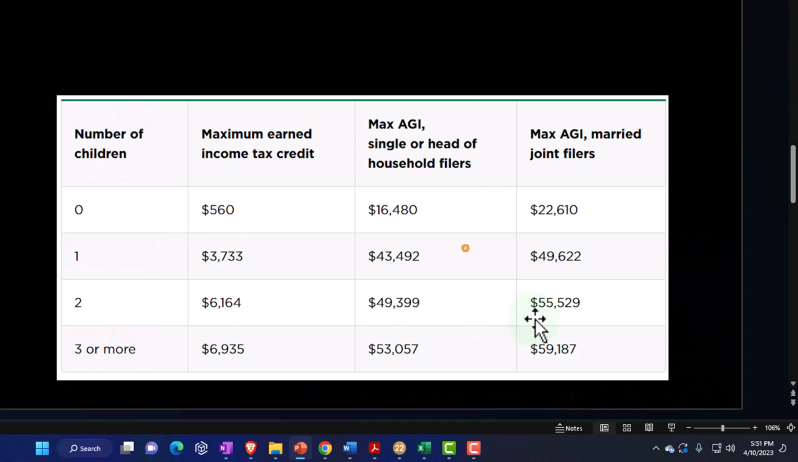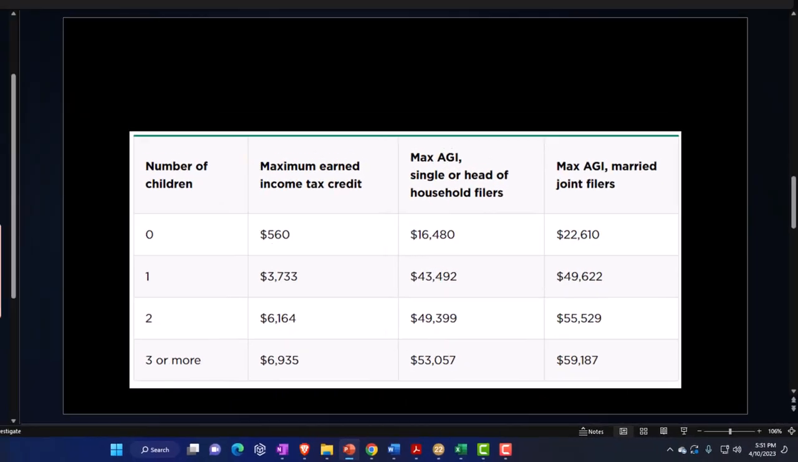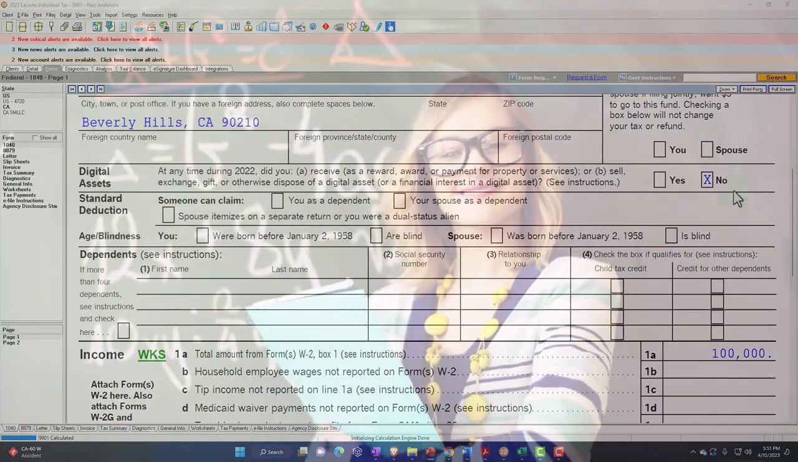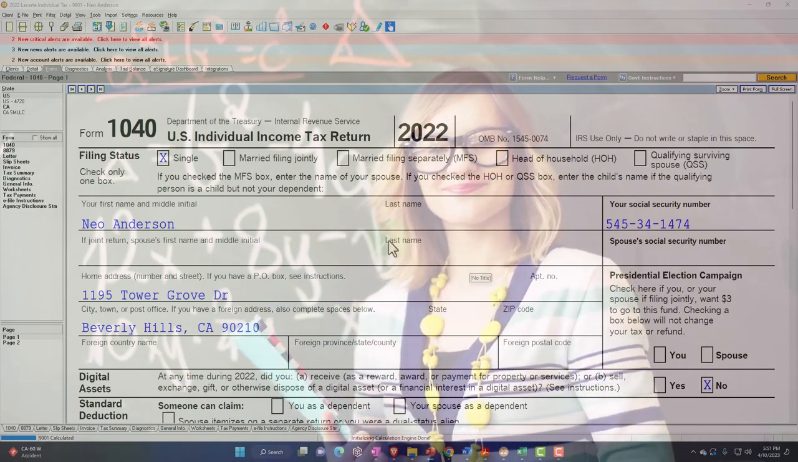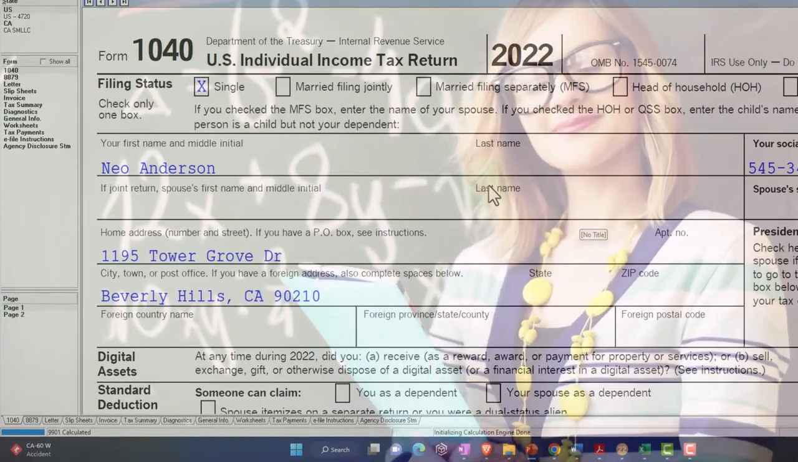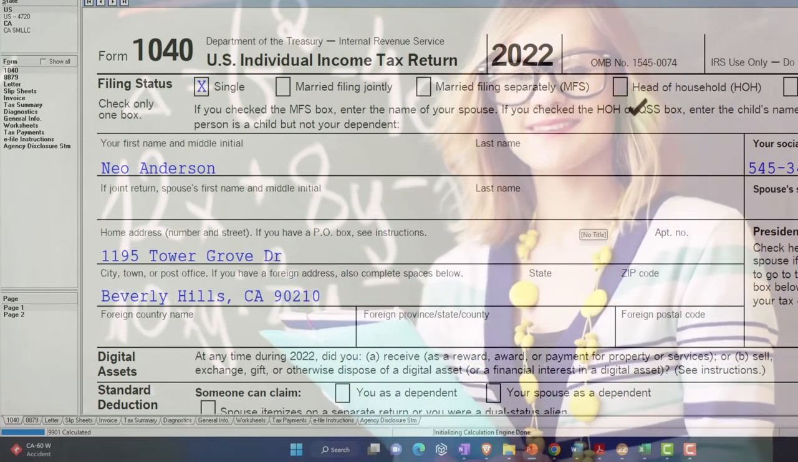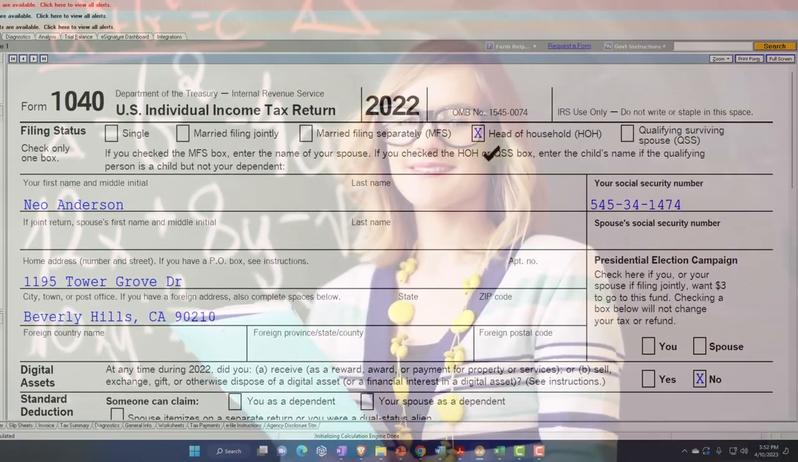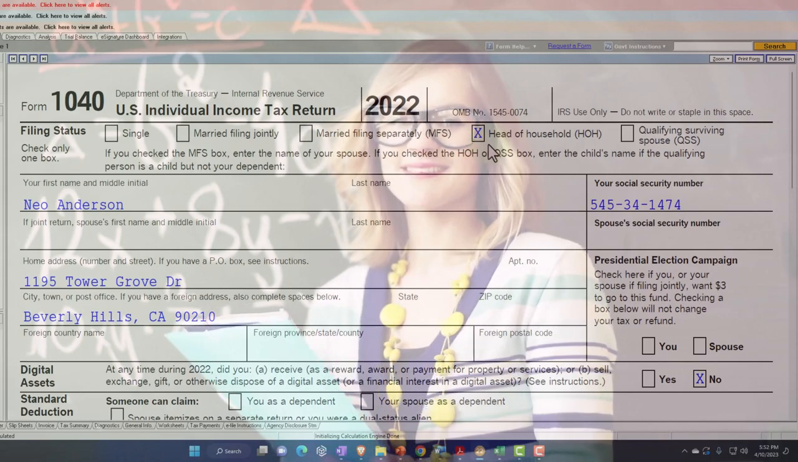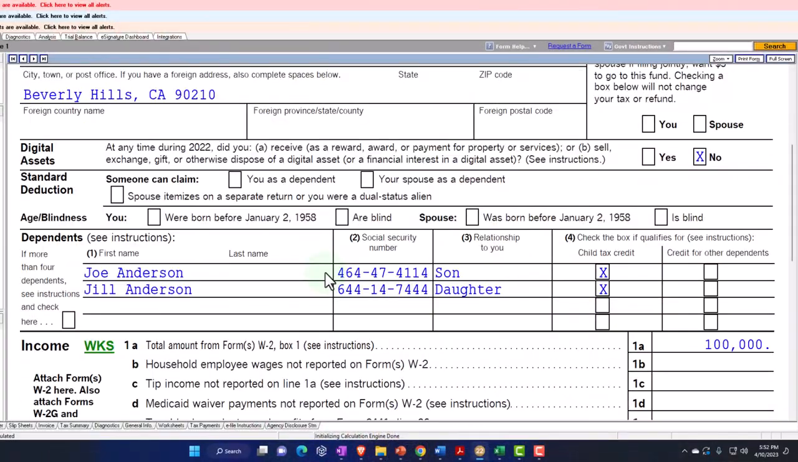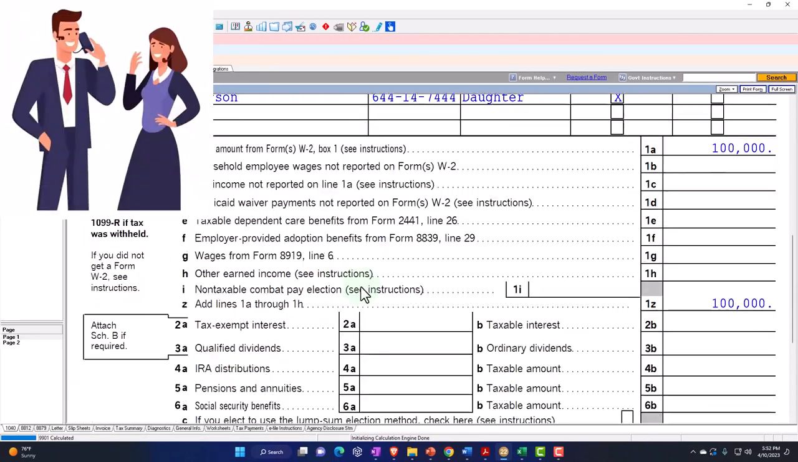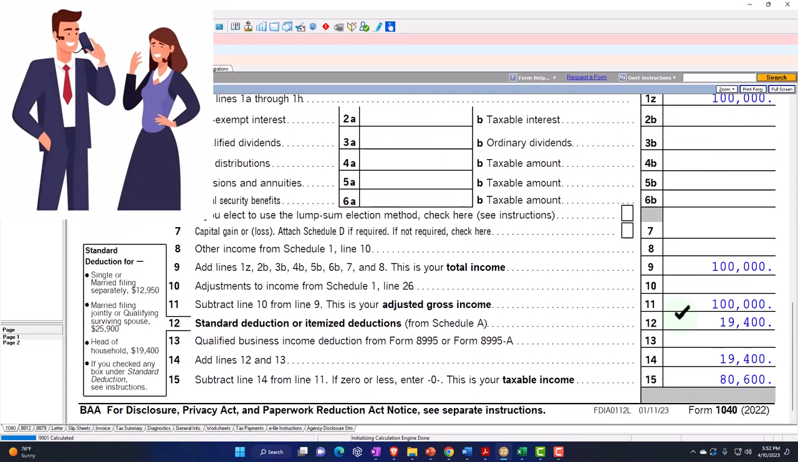Versus married. So let's add the two children, which should also boost us up from a single filing status to a head of household filing status usually. Okay, so now we've got head of household status, and hold on, yeah, so we've got Mr. Anderson, two dependents involved, and that brings our standard deduction up to the $19,400.